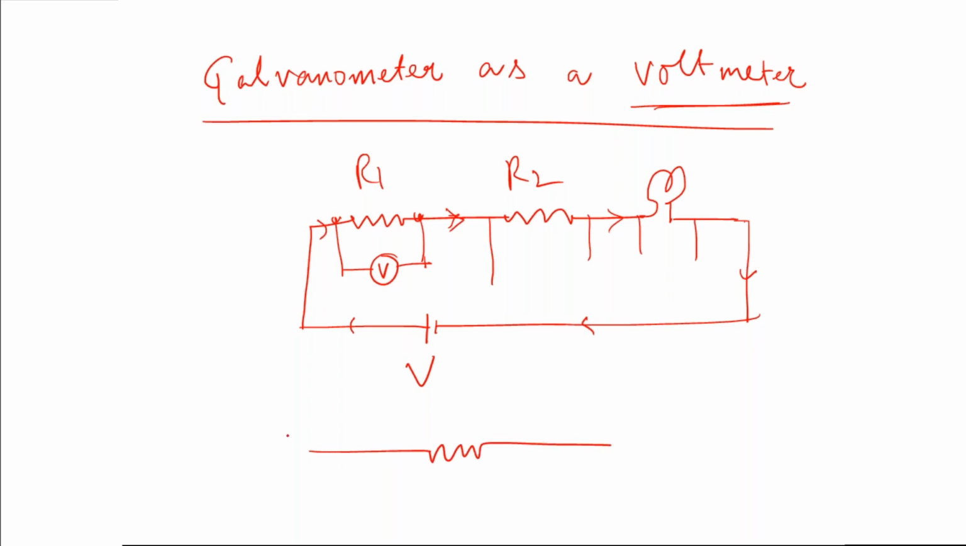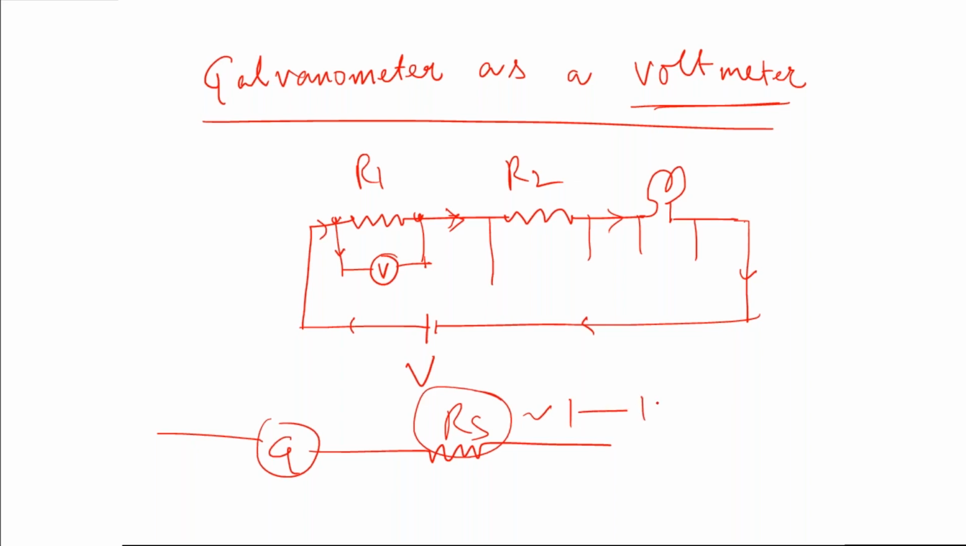Some minimum amount of current also goes through this. It will have a huge voltage drop across the voltmeter itself, because it has a very huge resistance, something like some kilo ohm to some 10 kilo ohms, order of 10, like that. So it has a very huge resistance.